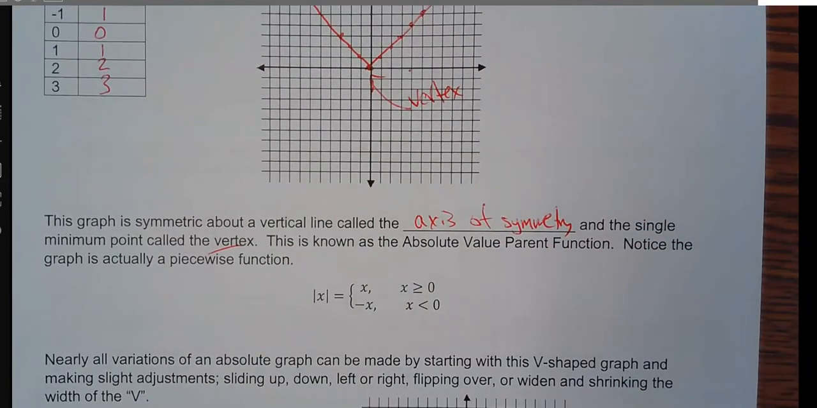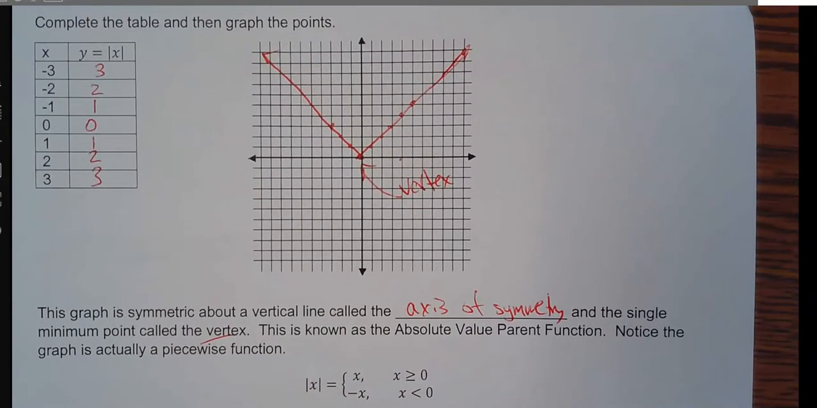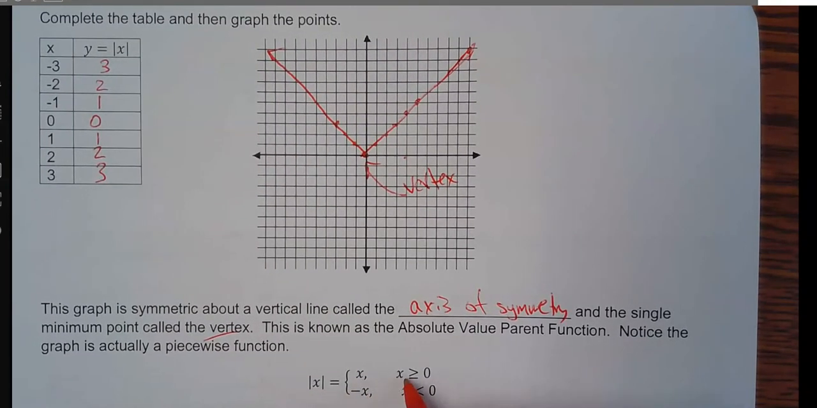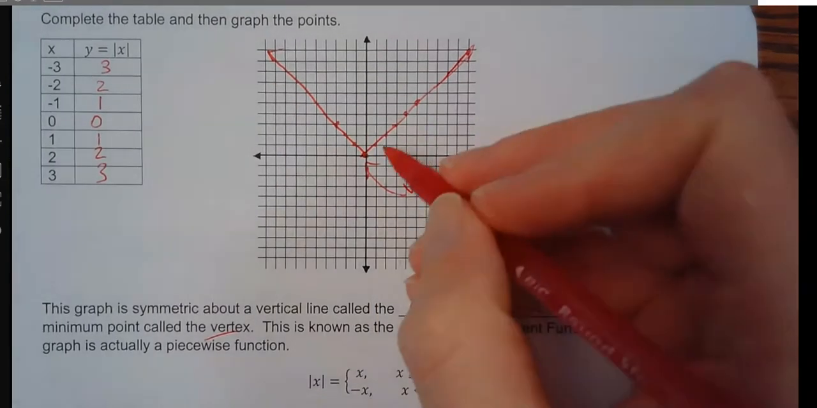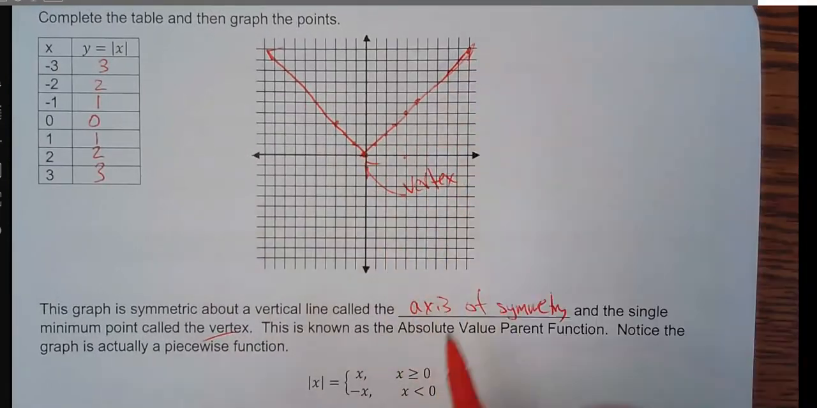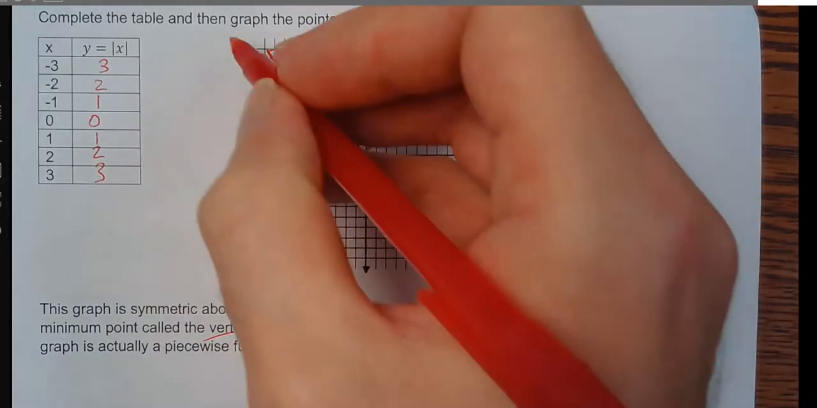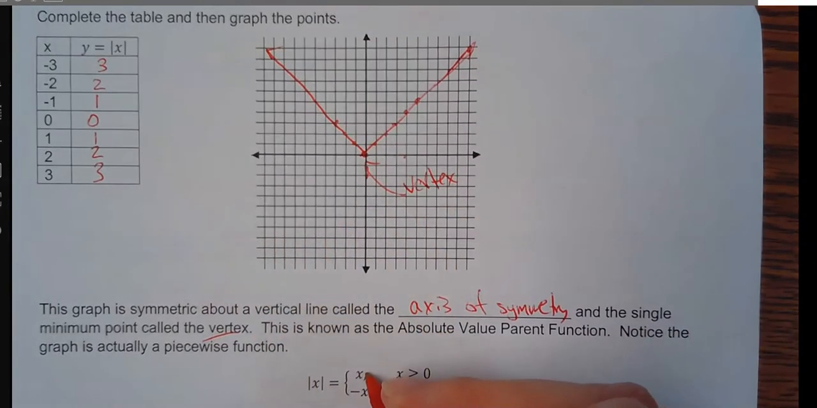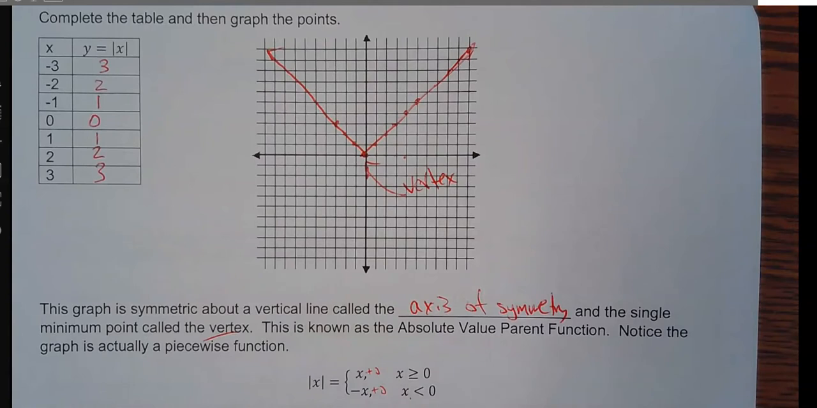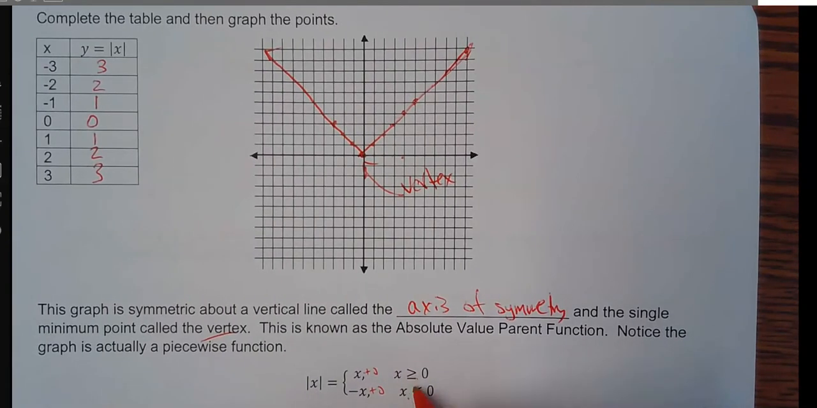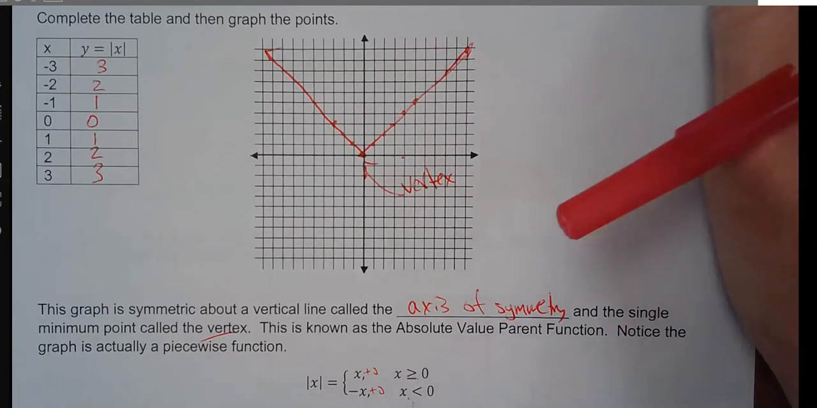Notice the graph is actually a piecewise function. Okay, so we've been talking about piecewise functions. It's actually, if x is less than or equal to 0, it's x. I'm sorry, greater than or equal to 0, it's x, going this way. If it's less than or equal to 0, it's just a negative slope. They both have a y-intercept of 0. It's not written, but it crosses at 0. You could put the equal sign on either one, and it would mean the same thing.